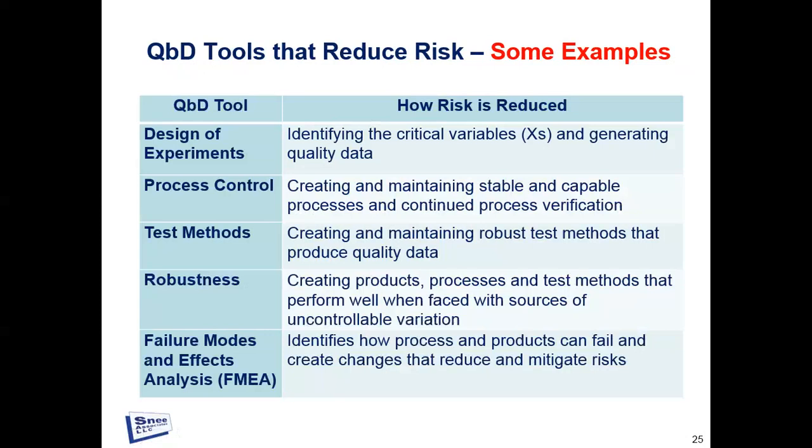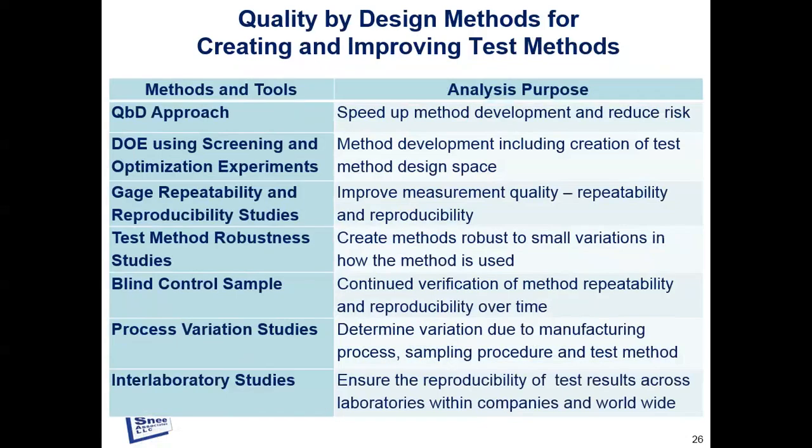So here are some other quality by design tools that reduce risk. These are important aspects here, and we've mentioned them. I've kind of summarized them here. Design of experiments, making sure you identify the critical variables. Process control, creating and maintaining stable and capable processes. Test methods that perform well with minimum variance. We want them to be robust and produce quality data. Robustness of products and processes, and then failure modes and effect analysis. And basically, this is a way of learning how can the process fail, and then, of course, what you want to do is mitigate those problems so that they either don't occur or certainly don't reoccur.